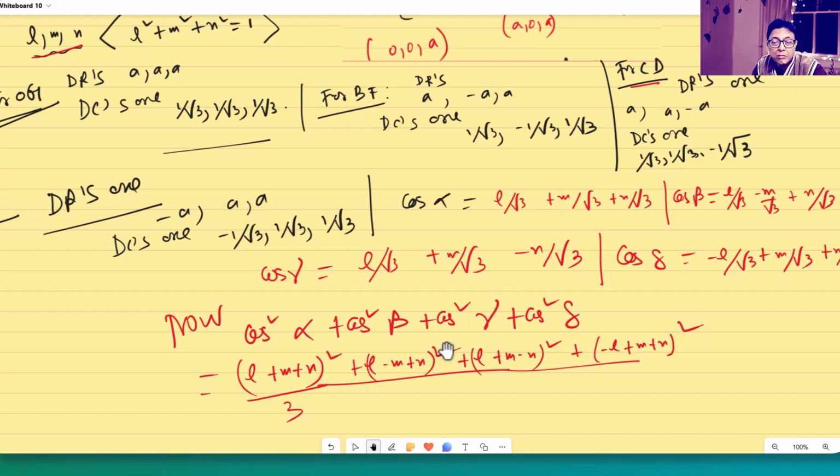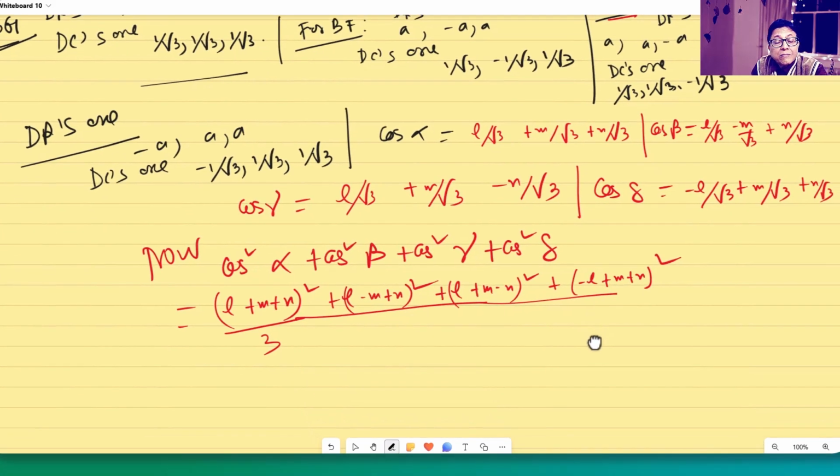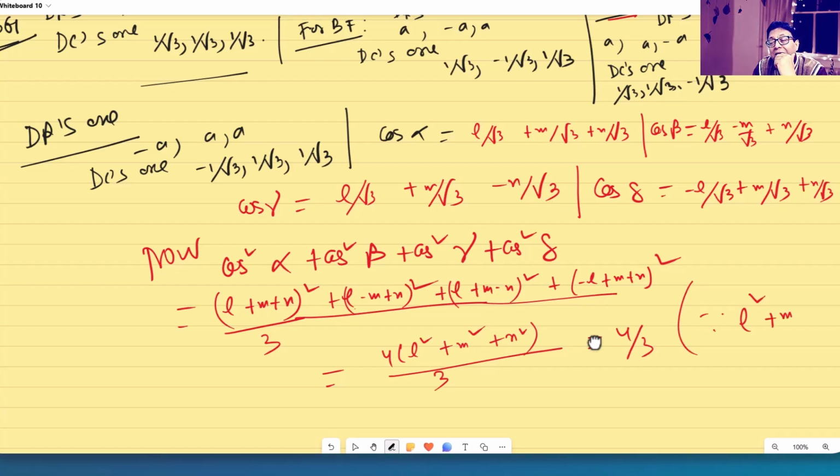Okay. So now the sum of these three squares you have to find. By symmetry, all 2lm, 2mn, minus 2, plus 2, all these get cancelled. What is left over there? 4L square left over there, 4m square left over there, 4n square. Rest get cancelled. And this will be 4 by 3. Why? Since L square plus m square plus n square is 1.